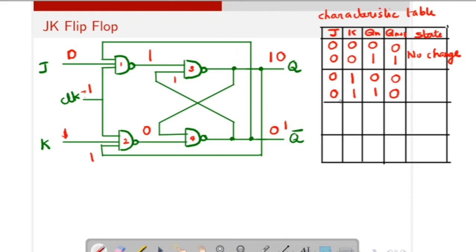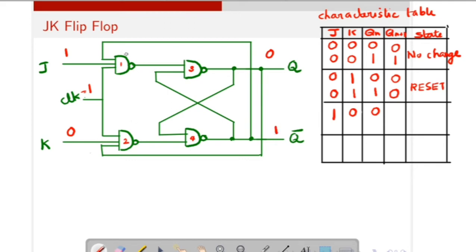That means in the case of J is equal to 0 and K is equal to 1, whatever may be the present state, next state is always 0. That means it goes to a reset state. Right? Next take J is equal to 1, K is equal to 0 and present state is 0. So here J is equal to 1, K is equal to 0 and present state is equal to 0. Then present state bar is 1.